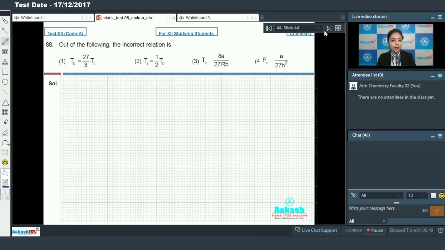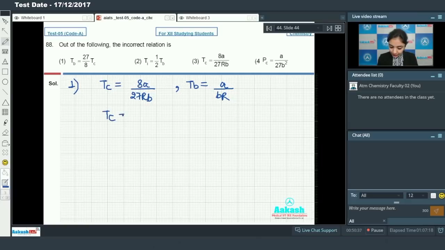So moving on to the next one now, we have question number 88, which says that out of the following, the incorrect relation is. You have been given various relations of the Boyle's temperature, critical temperature, inversion temperature and critical pressure. In the first case you have been given the relation between Boyle's temperature and critical temperature. The critical temperature Tc is equal to 8a by 27Rb, and the Boyle's temperature Tb is equal to a by Rb. That you have to learn. Now Tc we can write as 8 by 27 into Tb, so Tb will be equal to 27 by 8 Tc. So this is the correct relation.